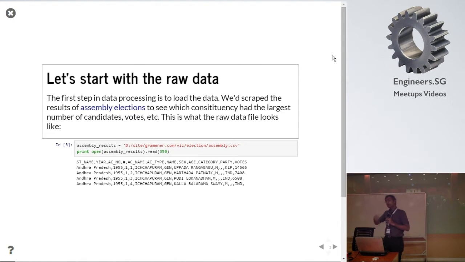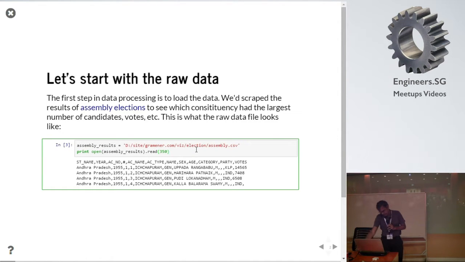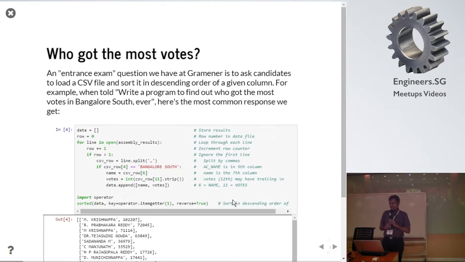It's about having gotten to that point. Here, I have, for example, a CSV file that has the assembly election results, and this is what it looks like. I have the state, the year, the assembly constituency number and name, the name of the candidate, the gender, the age, the category, and so on, and the total number of votes that they got for their party. Now, let's ask the question, who got the most votes? In fact, this is a standard interview question at Gramener, the firm that I work with. And this is a fairly typical result.